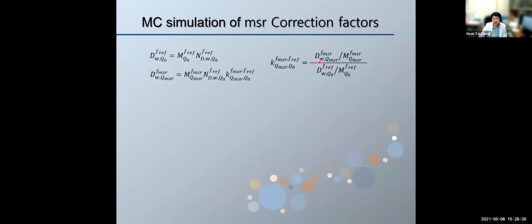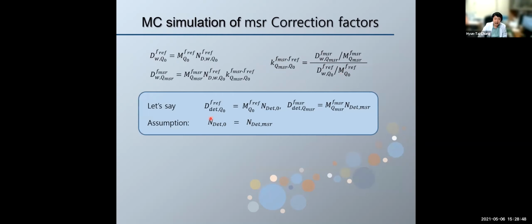So the K factor is simply the ratio of these. It's not difficult. But in order to do this with Monte Carlo simulation, we need an assumption. Let's say in the standard laboratory, the measured charge and dose are related with N_detector,0. And in the MSR field, M and D are related with N_detector,MSR. Our assumption is that these two coefficients are the same. It is very natural. The absorbed dose to the detector and output charge from the detector are always proportional. And this assumption says that the proportional coefficient is constant. It should be. That's the detector characteristic. Otherwise, we cannot say it is a detector. So this is a very natural assumption.